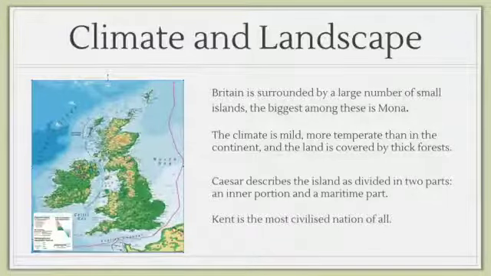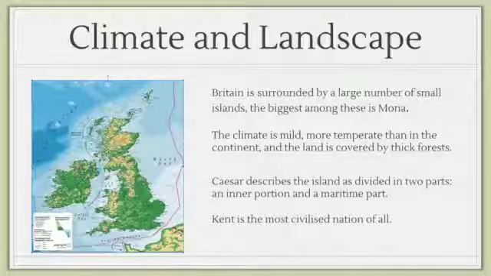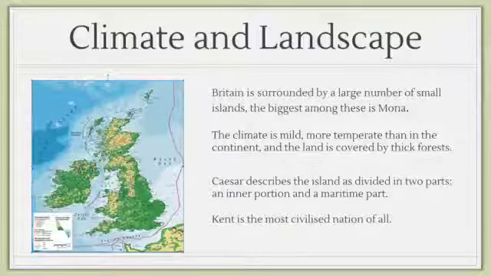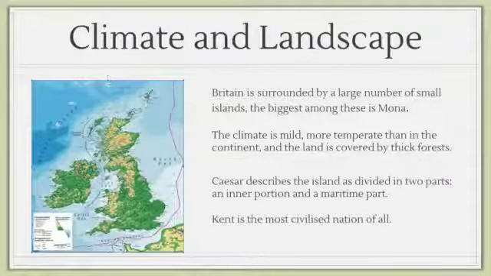Britain is surrounded by a large number of small islands. The biggest among these is Mona, now the Isle of Man, located in the middle of the Irish Sea. The climate is mild, more temperate than on the continent.